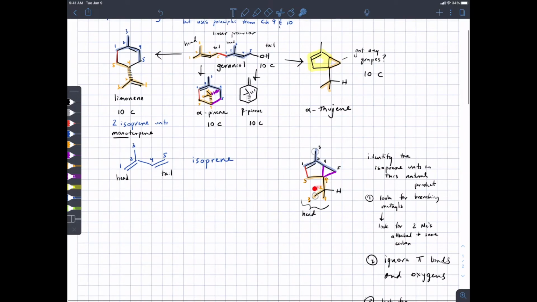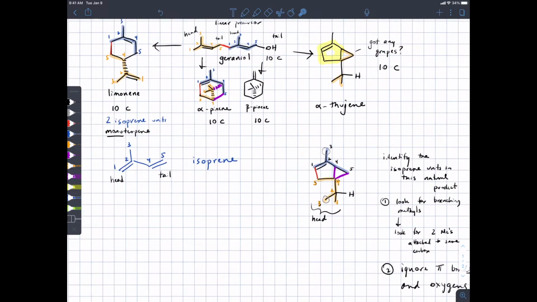How did I know that this portion of the molecule comes from this head of the linear precursor? That's a great question. I'm pausing. And that's a tough question because there are some cases where carbocation rearrangements happen and methyl groups move around. But most commonly, if you see a carbon in the product that has 2 methyl groups attached, it almost always comes from that head end of the terpene, or the linear precursor.